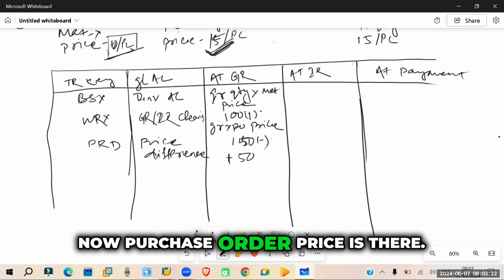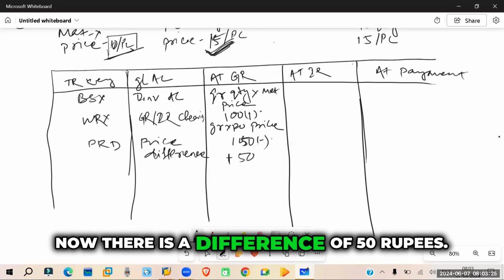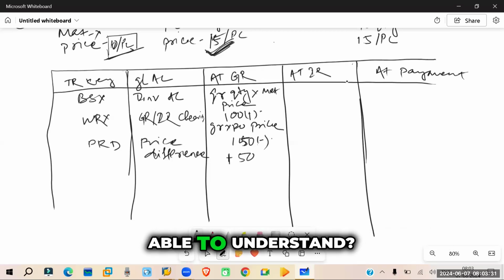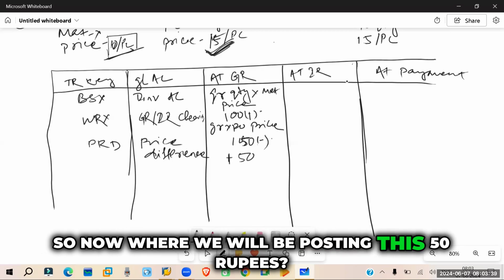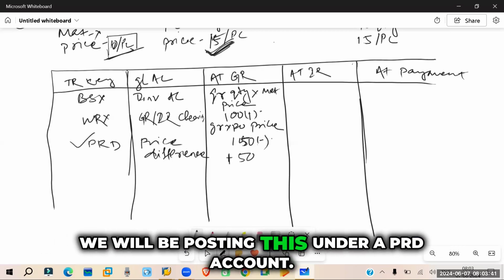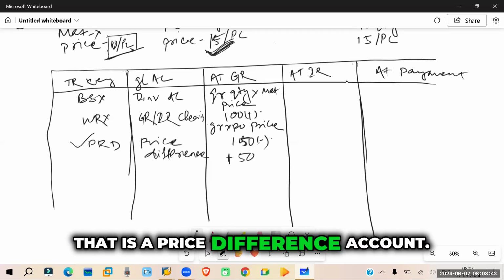Okay, now the purchase order price is there. Now there is a difference of 50 rupees. Able to understand? So now, where will we be posting this 50 rupees? We will be posting it under a PRD account, that is, the price difference account.